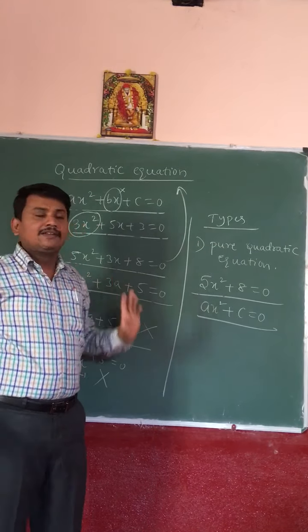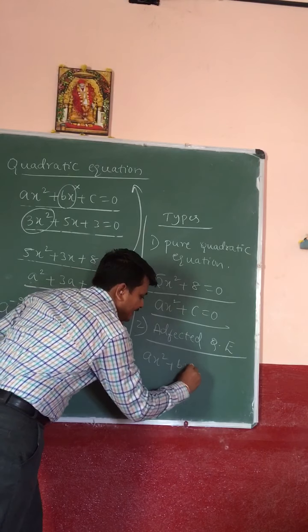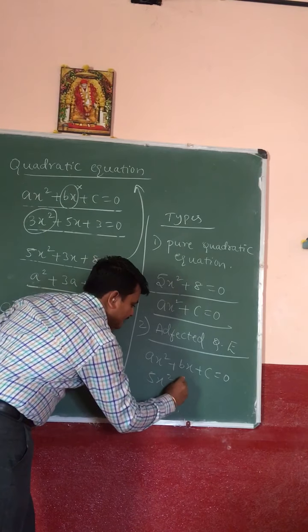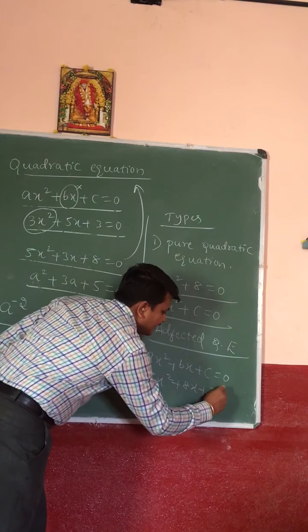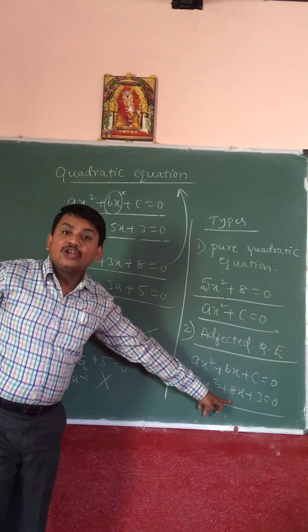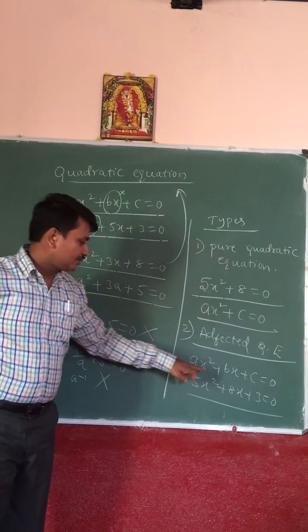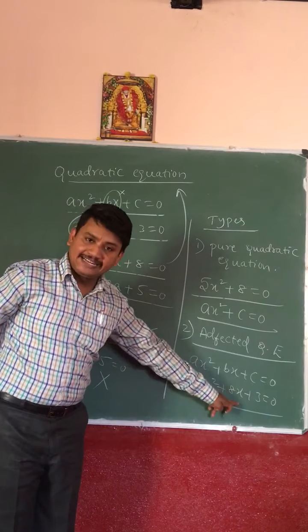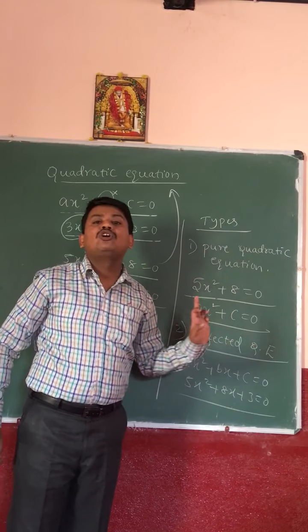An unaffected quadratic equation is in the form of ax square plus bx plus c is equal to 0. For example, 5x square plus 8x plus 3 is equal to 0. Here we have bx also. See, ax square means 5x square, bx is 8x, and c is 3, equal to 0.